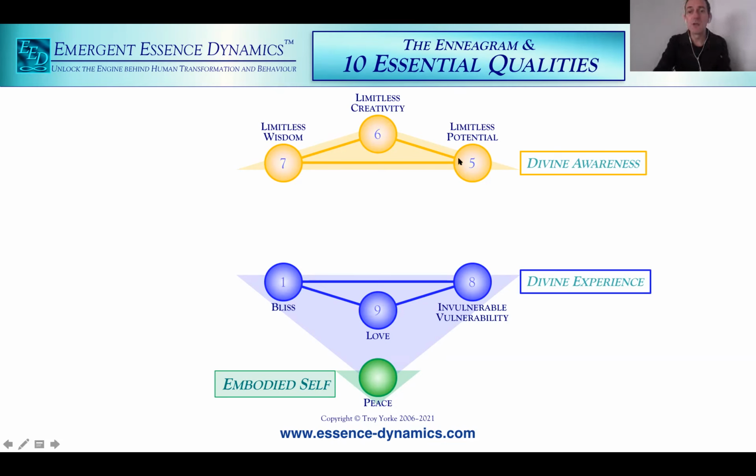The observer, the last place it looks is limitless potential. The last place an epicure looks is limitless wisdom. It's seeking it, but it doesn't believe it possesses it. Does this make sense? This is divine awareness.